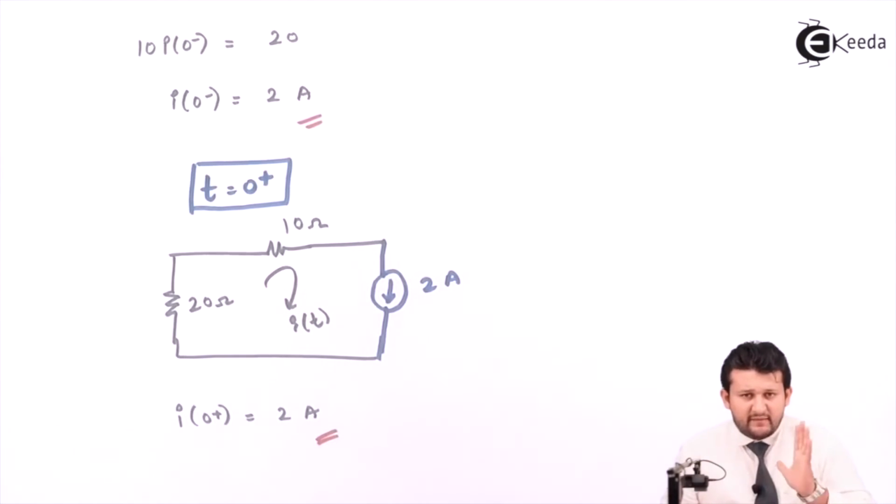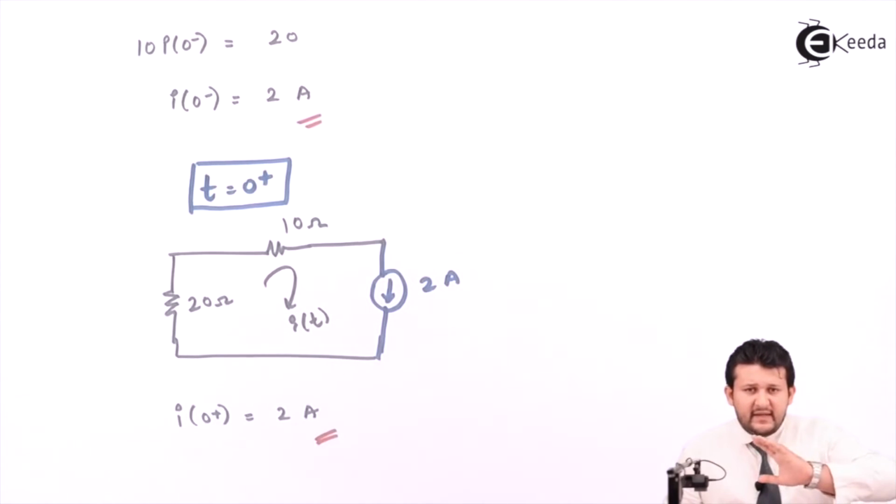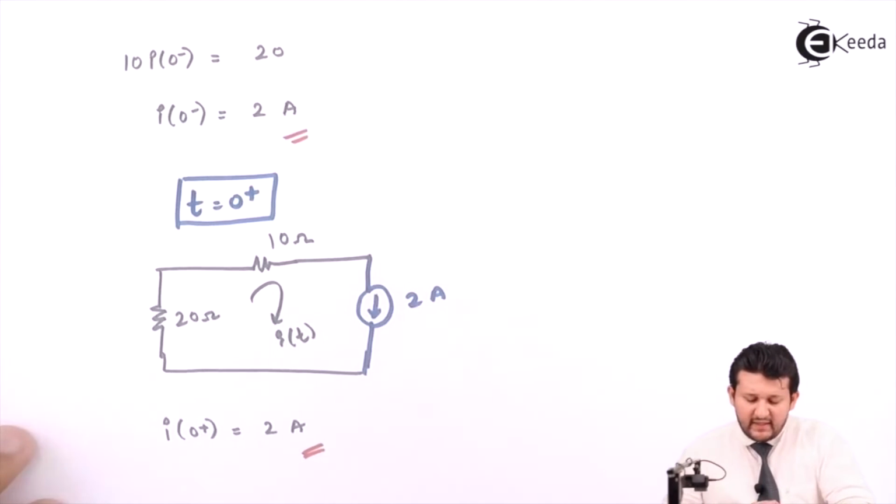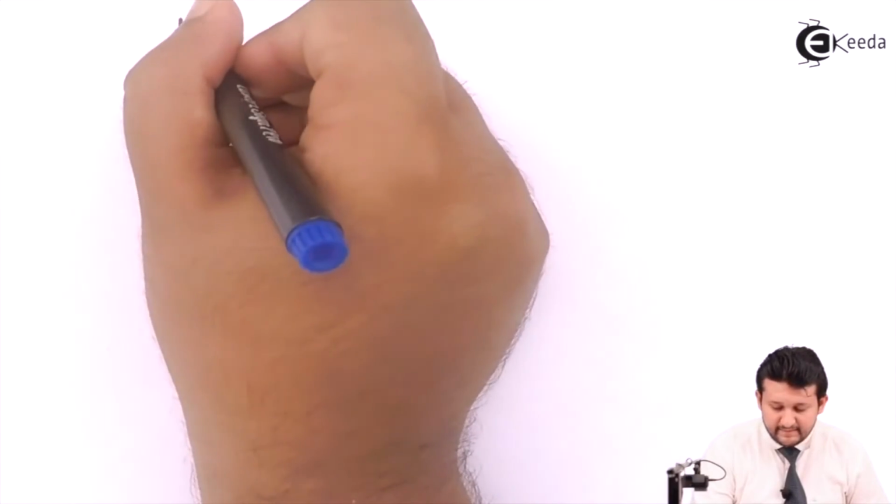So please make it a point, whenever you have an inductor in steady state at t equal to 0 minus, then at t equal to 0 plus, you will always draw an inductor with a current source. So let's go for the t greater than 0 plus condition. At t greater than 0 plus, your circuit will look in this format.